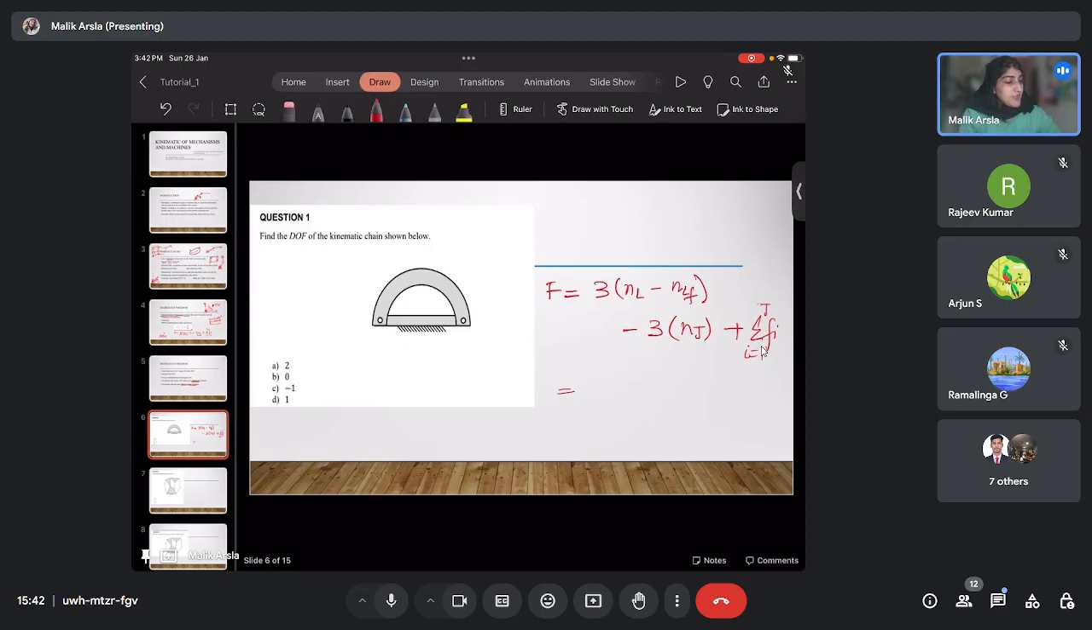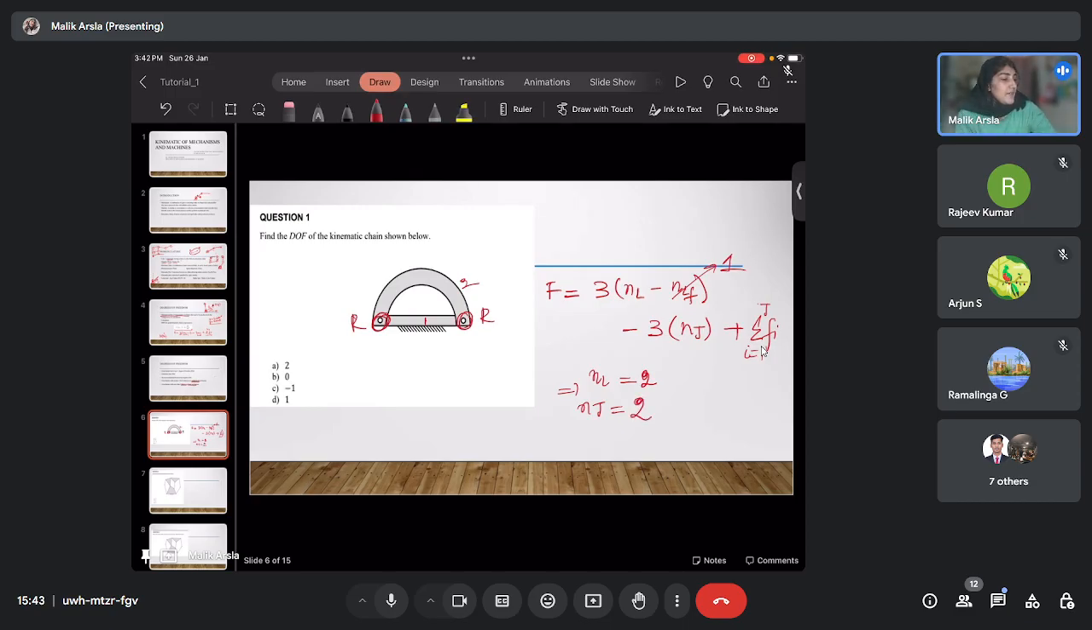So what is the number of links first? You can count that we only have two links. This is one link and this is another link. So the number of links NL is 2, and NLF, the fixed link, will be 1. Now the number of joints: there is one hinge here and another hinge here. So it is R and R, and this is also 2.